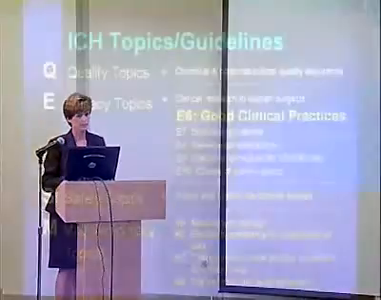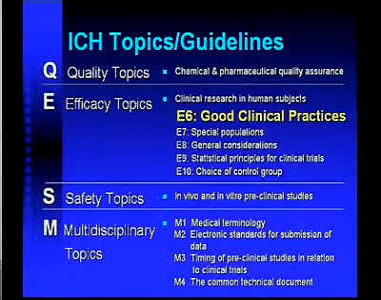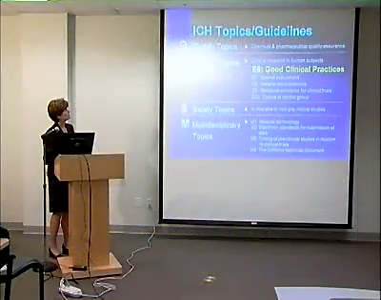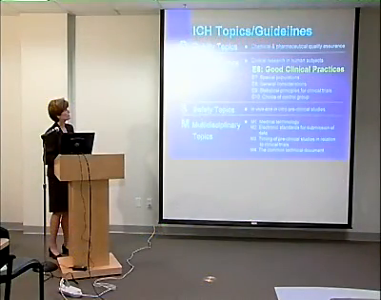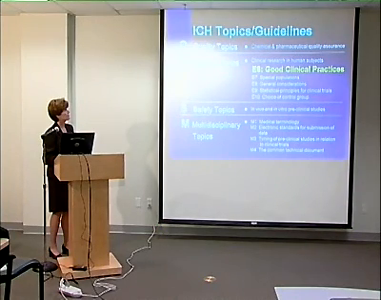Since 1990, they have developed a series of guidelines for the conduct of clinical studies and for preclinical studies. They divided them into 4 areas: quality topics, efficacy topics, safety topics, and then multidisciplinary, which is kind of a grab bag. The ones that we'll be looking at today fall under E for efficacy, and specifically we're going to delve further into the E6 guidelines for good clinical practices.